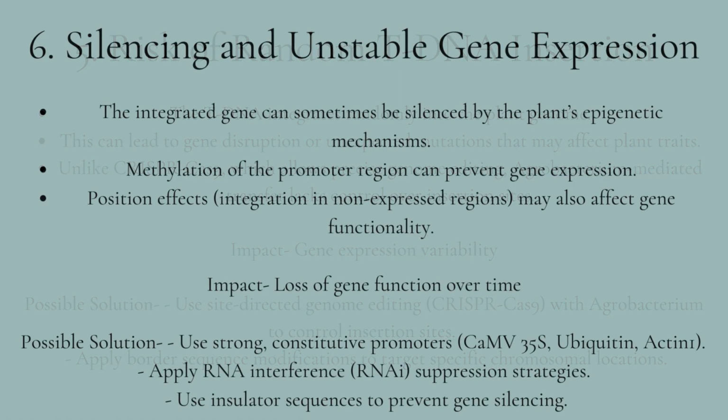stable gene expression. The sixth nuance is silencing and unstable gene expression. So, the challenge is that plants' epigenetic mechanisms can silence the integrated gene. Methylation of the promoter region may block gene expression. Position effects can lead to inconsistent or weak expression. So, the solution would be using strong constitutive promoters like CaMV 35S, ubiquitin, and actin 1 to maintain the expression.